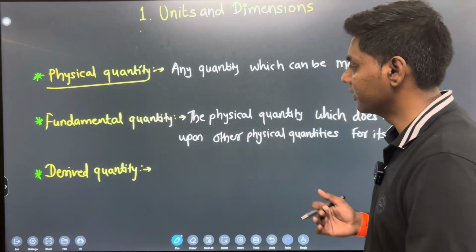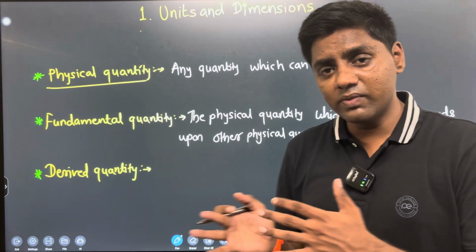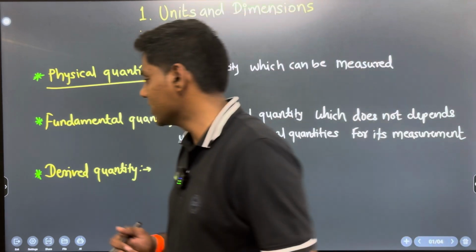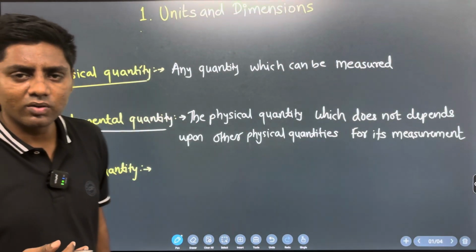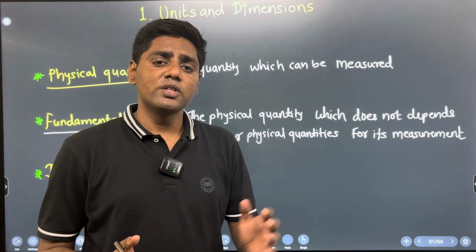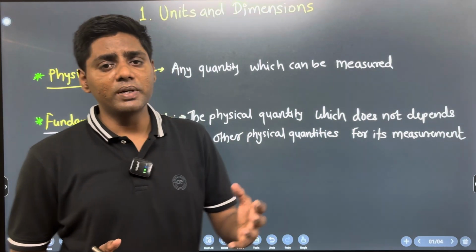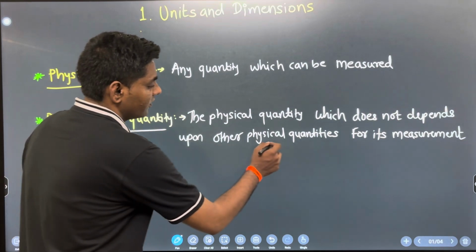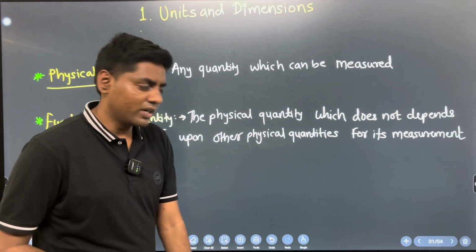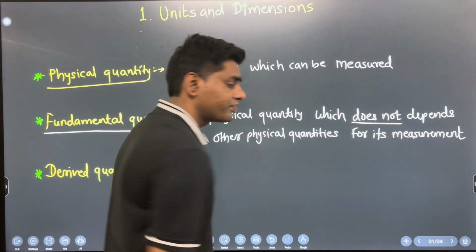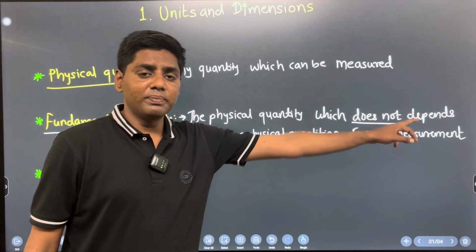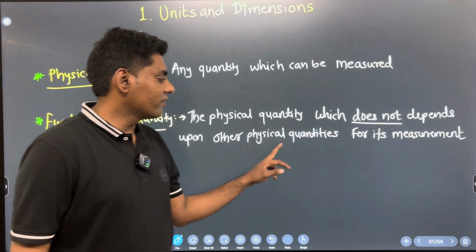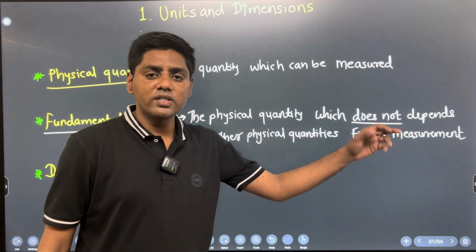So many quantities are there, but they are all divided into 2 parts. What is the first? That is fundamental quantities. What is meant by fundamental quantities? Fundamental quantities are those quantities which do not depend on any other physical quantities for their measurement. So remember the most important words: the physical quantity which does not depend upon other physical quantities for its measurement.